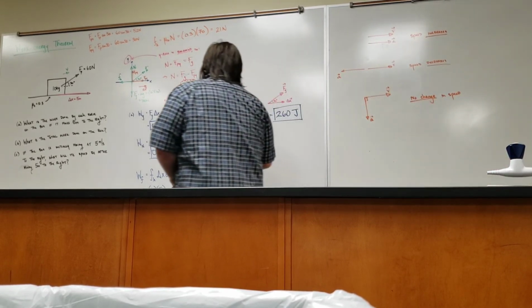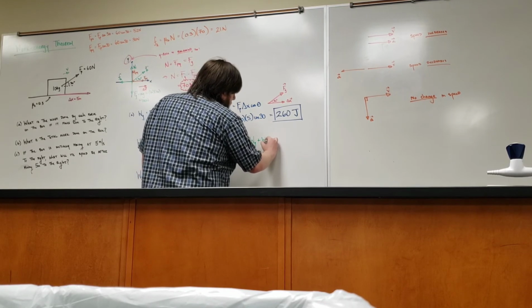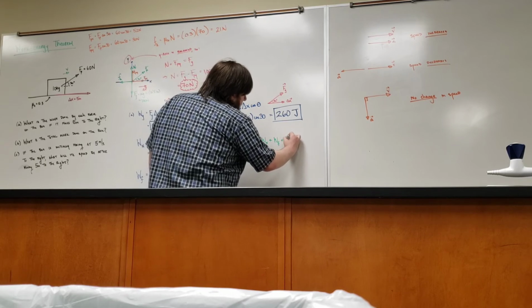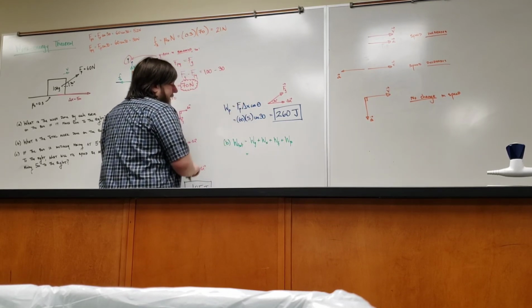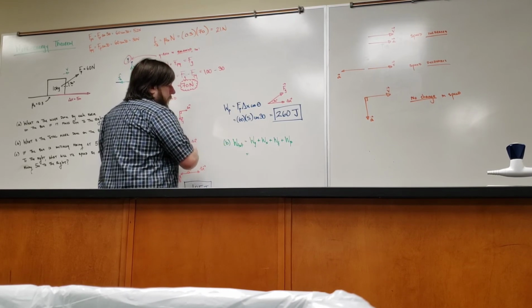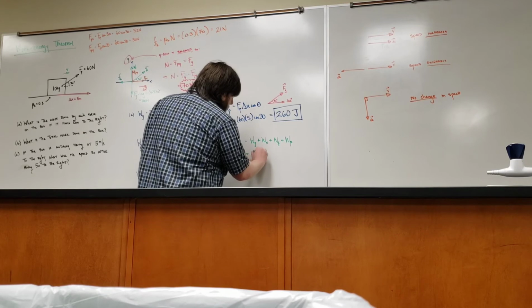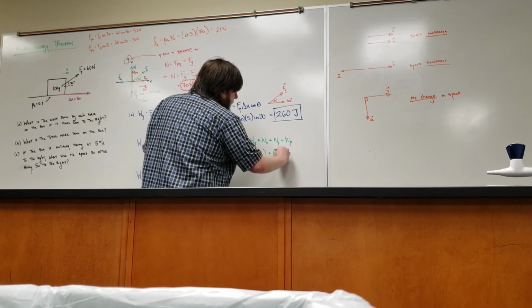Okay? The nice thing is that work and energy in general are scalars, so they obey the simple mathematics of scalars. So the total work is just the work due to gravity, plus the work due to the normal force, plus the work due to friction, plus the work due to the pull. The work due to gravity is 0, the work due to the normal force is 0, the work due to friction is negative 105. And the work due to the pull is positive 260.